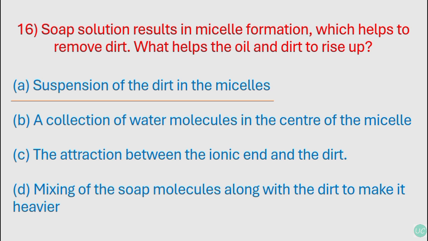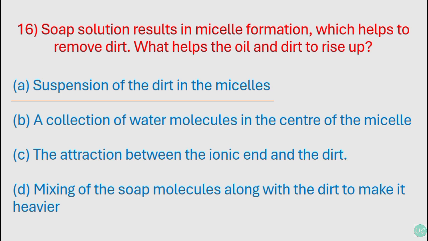Okay, because what happens at the surface of the water in which there is dirt and soap, when the soap is at the surface of the water, the hydrophobic tail of the soap will not be soluble in the water, and the soap will align along the surface of the water with the ionic end in the water and the hydrocarbon tail protruding out of the water. So this helps the suspension, the oil and dirt, to rise up in the form of micelle as well, along with the attachment to the hydrocarbon tail. The hydrocarbon tail is attached to the dirt, and because it is away from the water, it helps the oil and dirt to rise up.